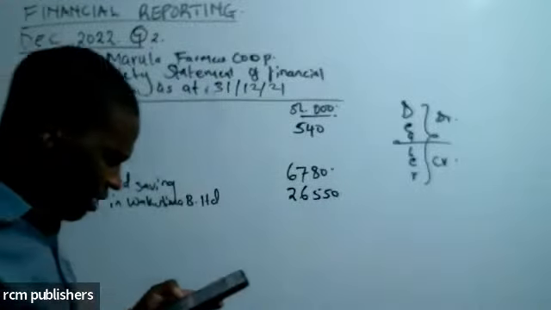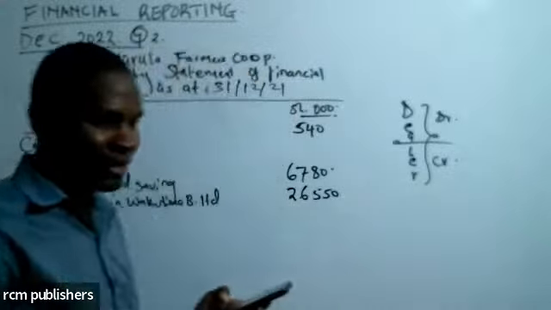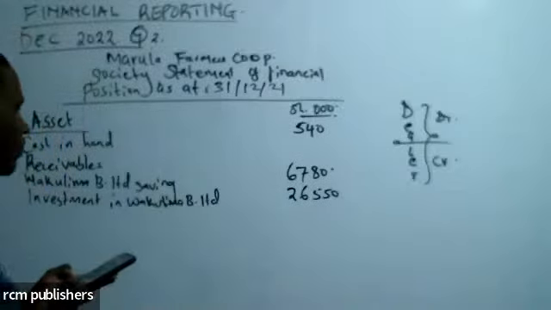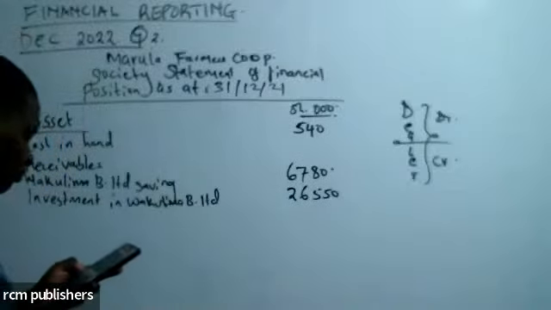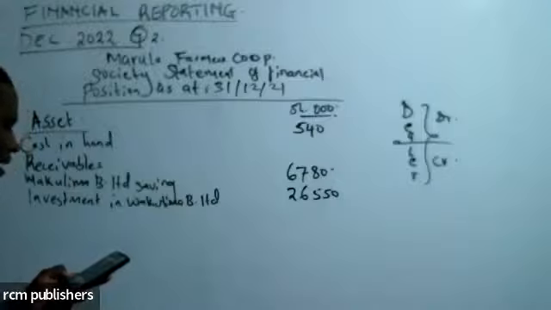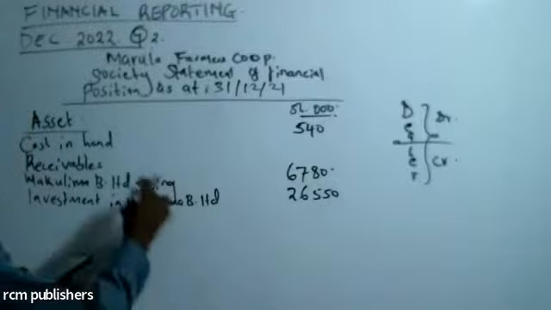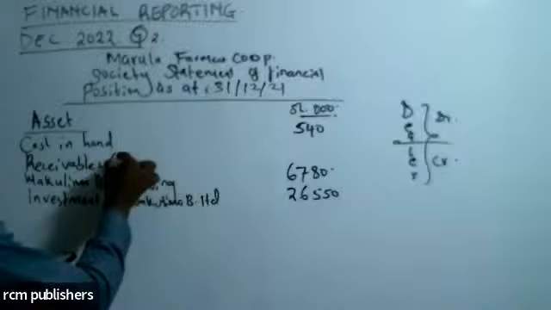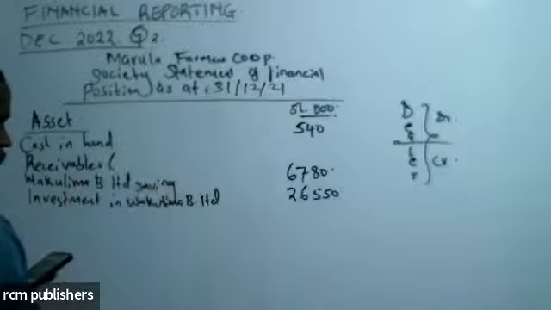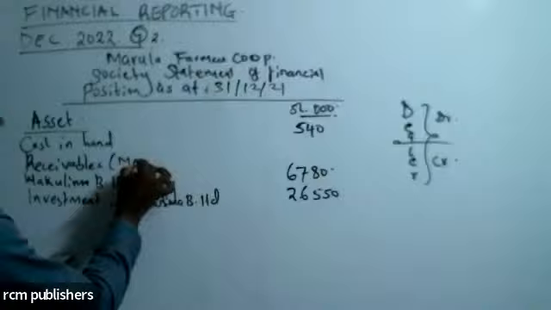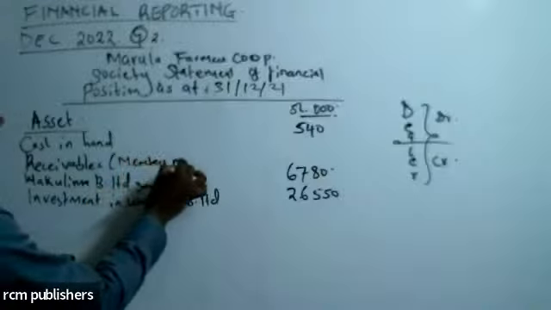Can you tell me any other? Now we can go to the receivable. You can see there was receivable for the members and non-members. Can you add the two and give me the total? Just put it here, receivables for members and non-members.